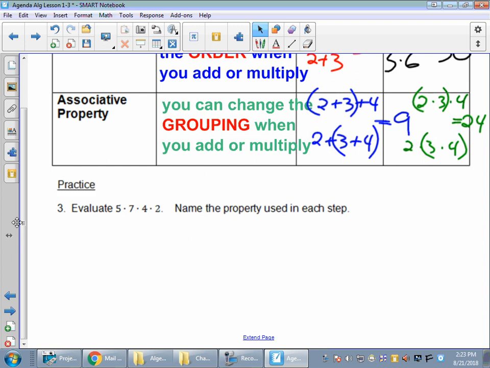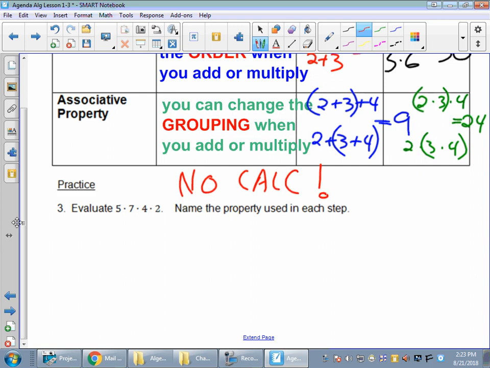All right, so a practice problem down here. Evaluate 5 times 7 times 4 times 2. And I'm going to ask you to use no calculator here. No calculator. I know you can punch these numbers in the calculator and get the answer, but I want to see you use a property and then name the property you use. So hey, put that calculator away. I can see you back there.